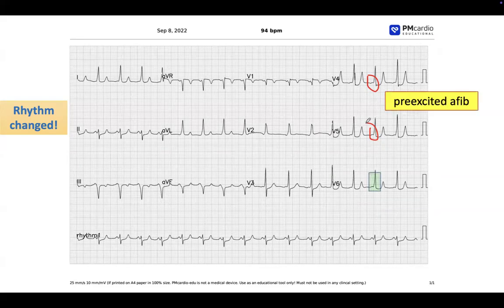So adenosine is not given here. This is why you should not give adenosine to a patient who has an irregular rhythm, because if he's in pre-excited AFib, or WPW with atrial fibrillation, you might further risk ventricular fibrillation.